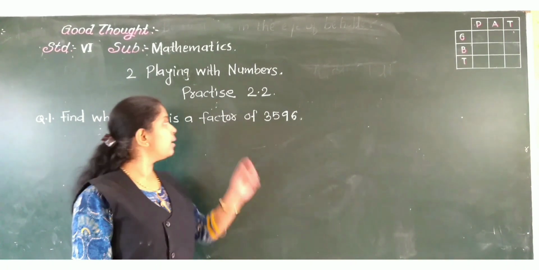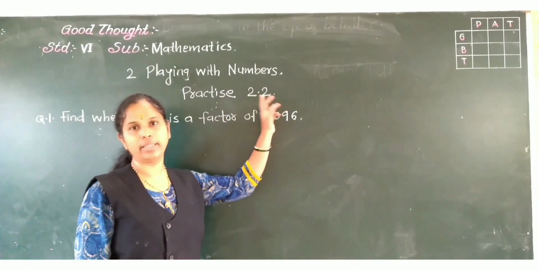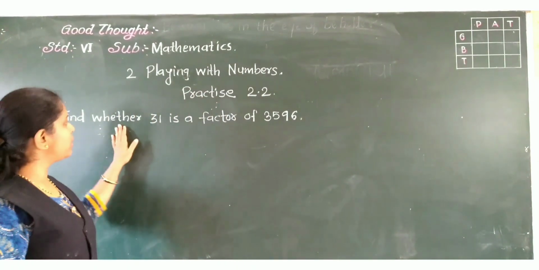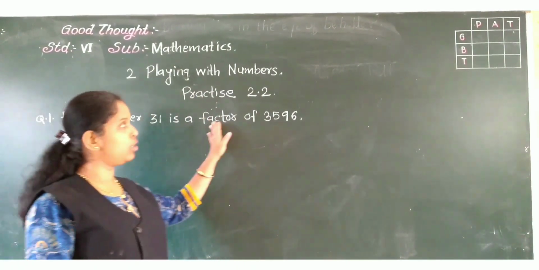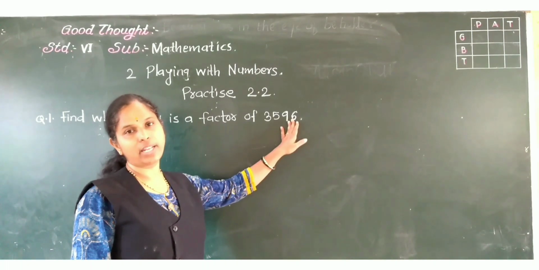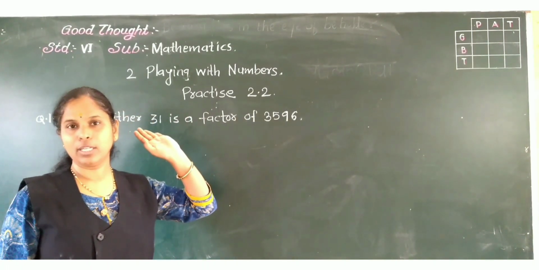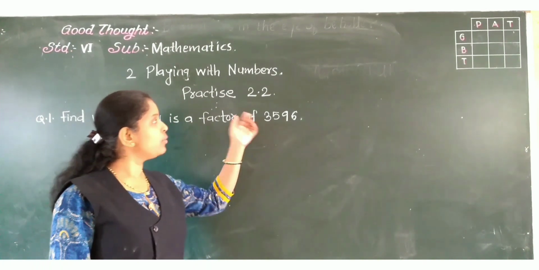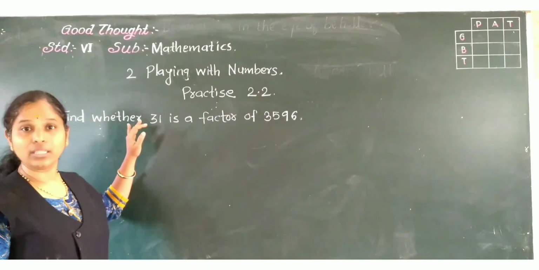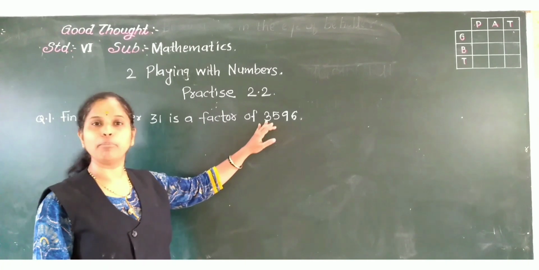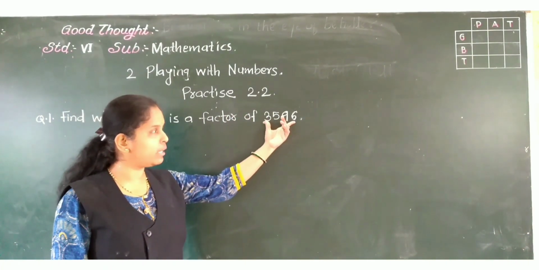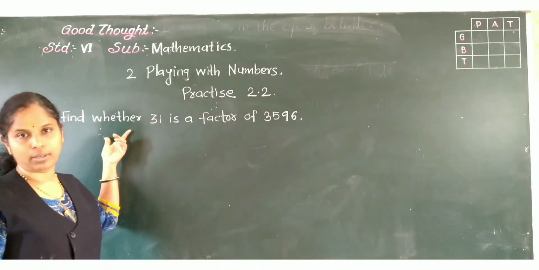We will solve practice 2.2. In that, question number 1. Find whether 31 is a factor of 3596. Just now I said how to find a factor. Now here they asked whether 31 is a factor of this number or not. Then what do we have to do? We have to divide the given number by 31.